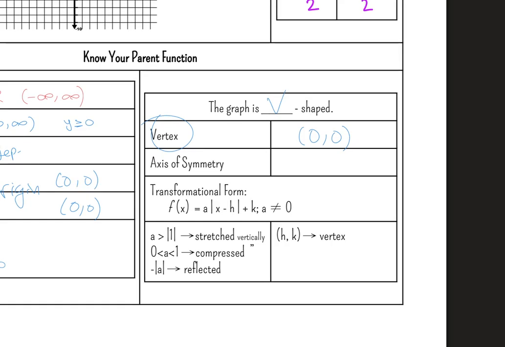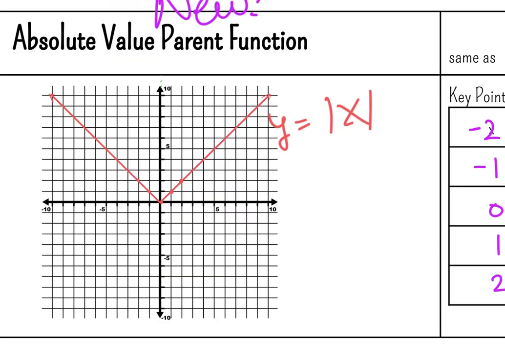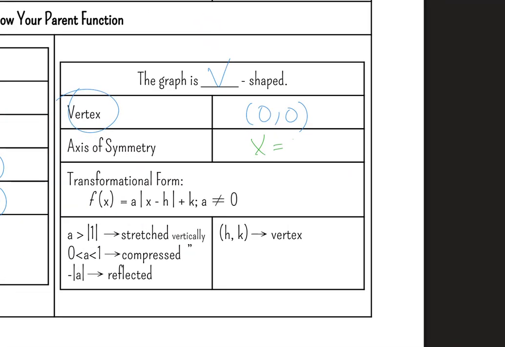There's also some new vocab with axis of symmetry. Well, if you're like, symmetry seems familiar, yeah, here's the axis of symmetry right here. In fact, I should make that a little darker, a little fatter. There we go. There's the axis of symmetry. The axis of symmetry for this one is x equals 0, okay? X equals 0. It is always going to share the x of the vertex, okay?